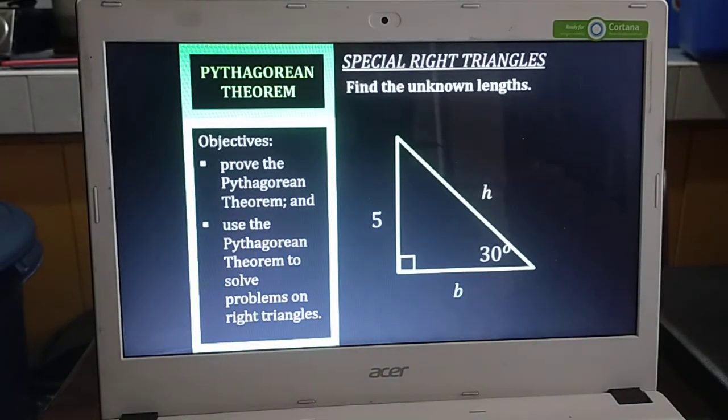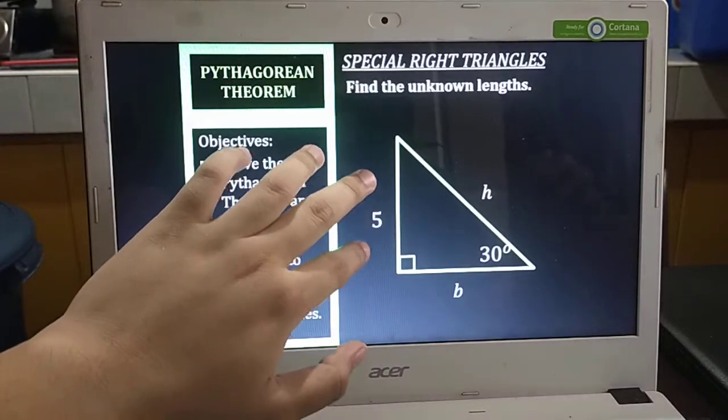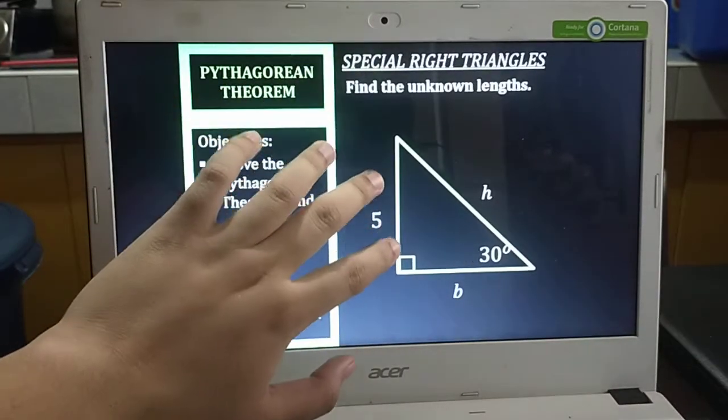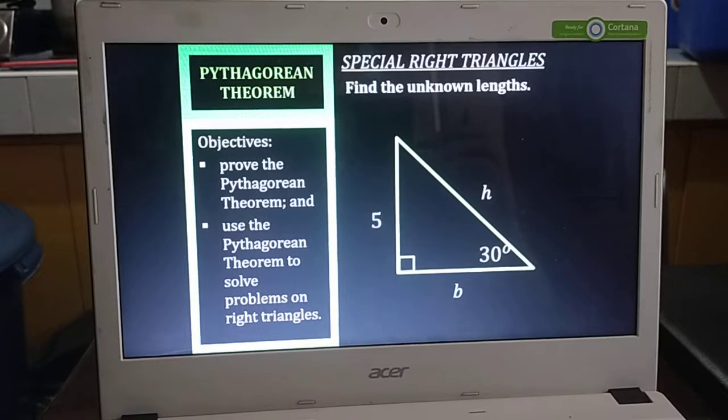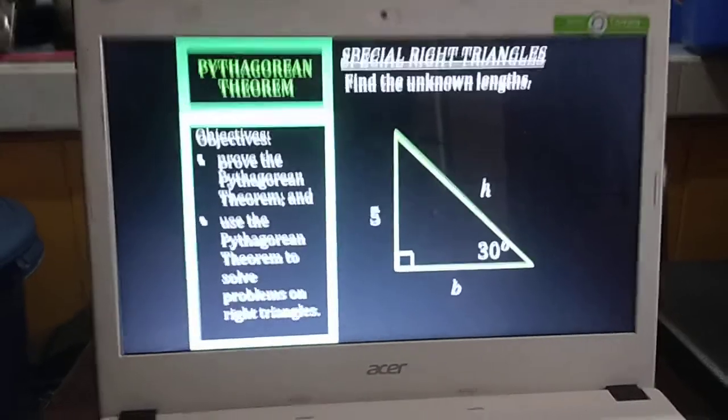Now, knowing that 5 is our shortest side, to get the hypotenuse, based on our previous discussion, we're just going to multiply it by 2. Diba? Tapos, the other leg, we will just multiply it by square root of 3. So, ito yung solution natin. Kopyahin natin yung figure.